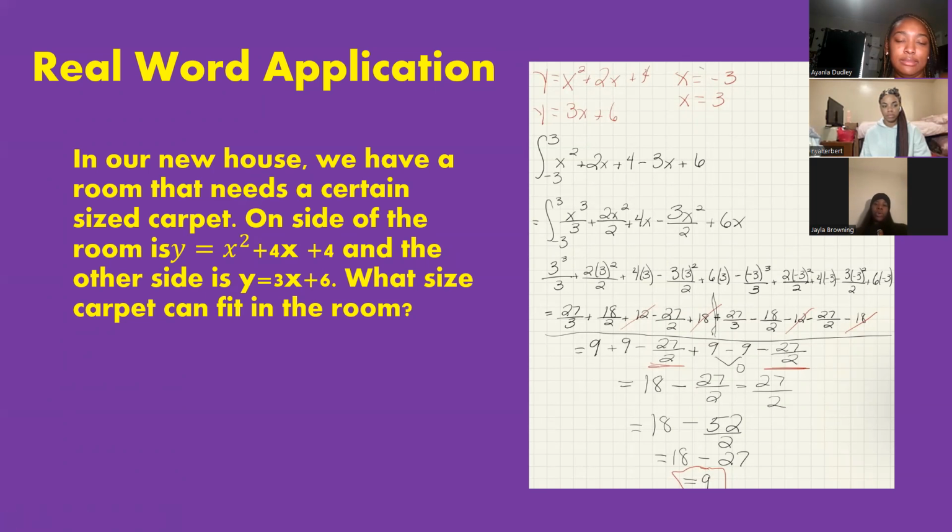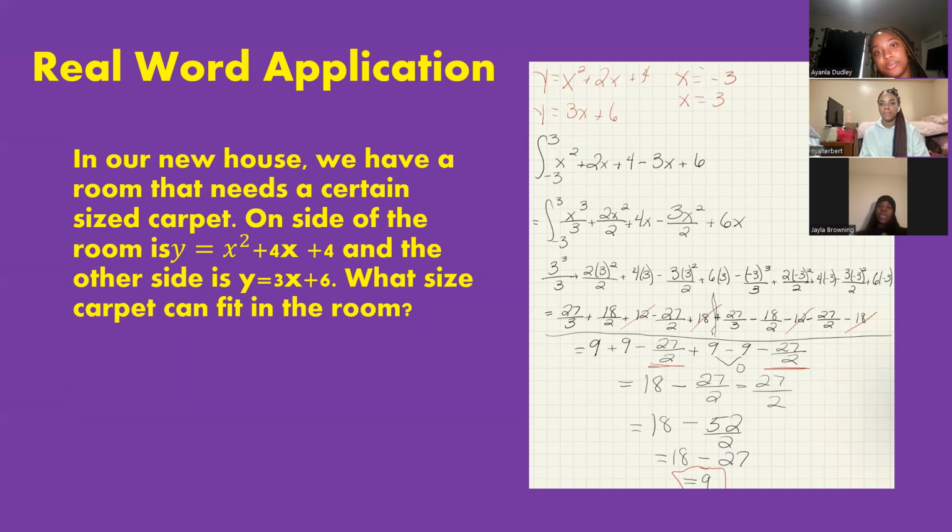When it comes down to a real-world application: in our new house, we have a room that needs a certain size carpet. On one side of the room is y equals x squared plus 4x plus 4. And the other side is y equals 3x plus 6. What size carpet could fit in the room? Side note, x equals negative 3 and x equals 3.